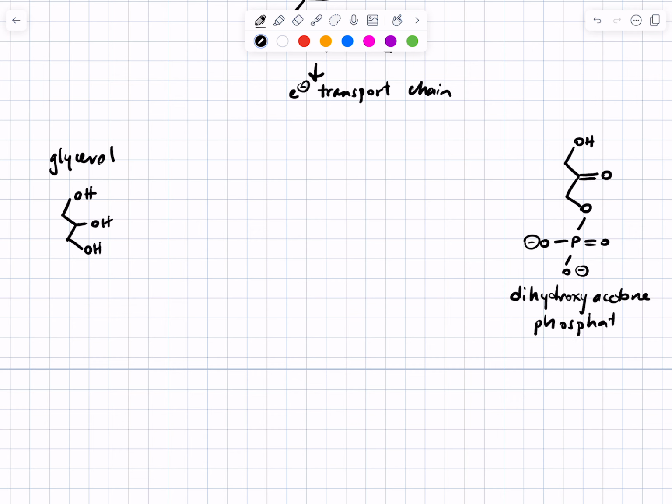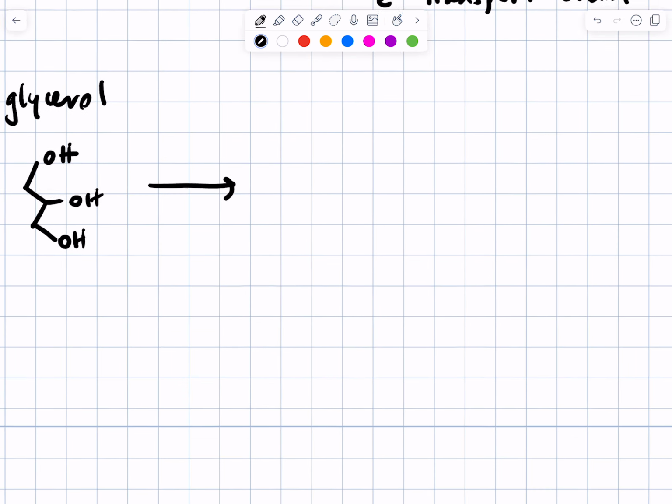And it is one of the substrates or intermediates in glycolysis. And so if we can convert glycerol into dihydroxyacetone phosphate, why then we can shunt that into glycolysis and move on from there. Okay, so the first reaction is a kinase reaction.